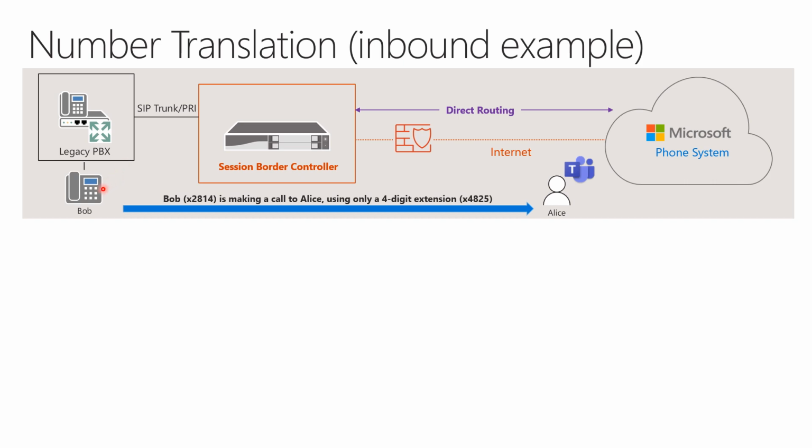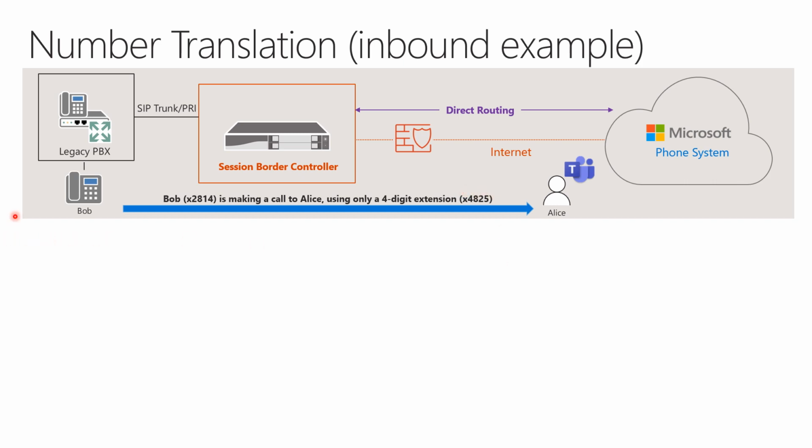I have a user, Bob, who is still utilizing his legacy PBX. And then I have a user, Alice, who is configured with Teams and direct routing. In this particular scenario, Bob, whose extension is a short 4-digit extension of 2814, is going to use his old handset to make a call to Alice. Now, Alice isn't on the legacy PBX anymore, but hey, Bob doesn't know that. All Bob knows is he wants to pick the phone up and dial Alice's 4-digit extension, which is 4825.